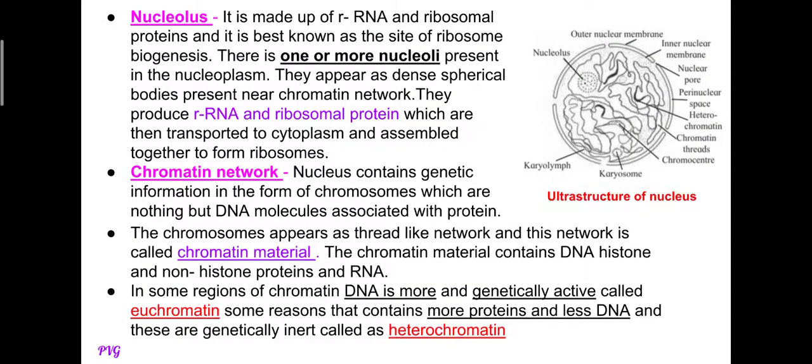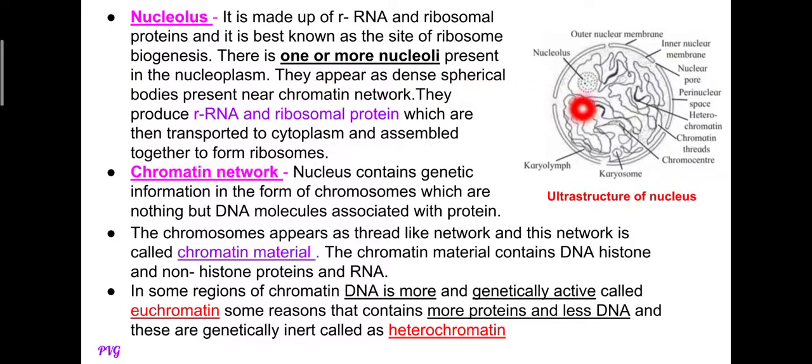See in the diagram. This is the ultrastructure of the nucleus, and it shows all the contents: the outer membrane, then the inner membrane, then the openings that are known as the nuclear pores. Then in between the outer and inner membrane there is the perinuclear space. Then heterochromatin, then chromatin threads. These are the chromatin threads. These are the chromocenters in between the threads. Then karyosomes and karyolymph. Besides this, there is the nucleolus. The nucleolus is made up of rRNA and ribosomal proteins, and it is best known as the site of ribosome biogenesis.